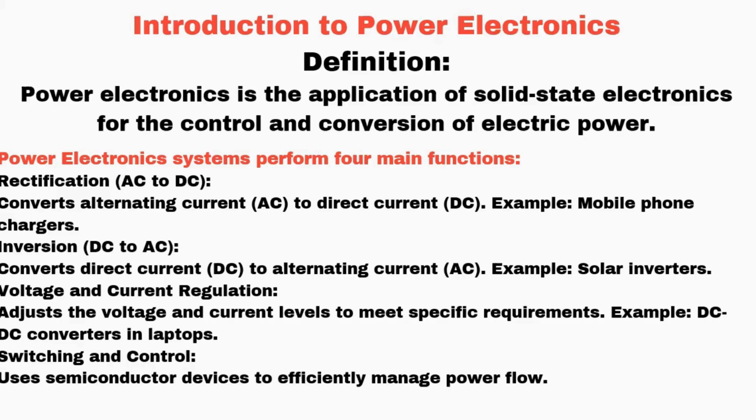Right? Okay. Now just come down below. What are the four main functions we study in this power electronics? First is rectification, that is conversion of AC to DC. That is converting alternating current to direct current, like in mobile phone chargers and all, your battery is charged. So we convert AC, that is line voltage, to DC.